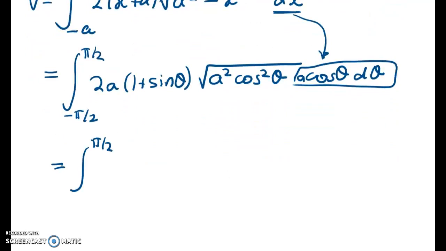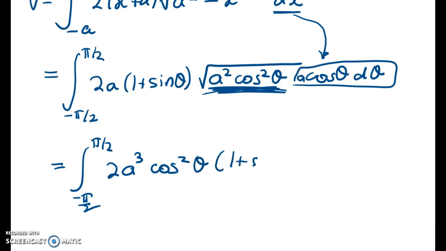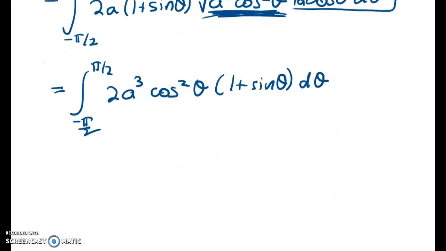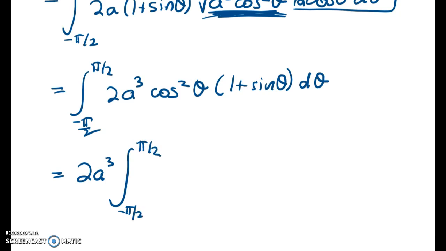So I actually just made myself an extra step of work because I remember now that I have already said that this thing here was a cos theta. So that gives me 2a cubed cos squared theta times 1 plus sine theta d theta. Let's take out the constant, 2a cubed, times this. Now, expanding out those brackets, we get cos squared theta plus sine theta cos squared theta.